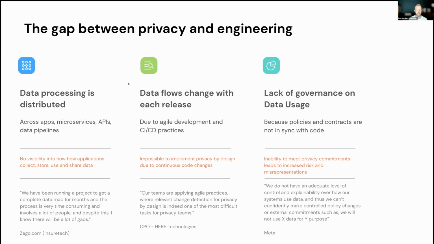And then there's a lack of governance on data usage. I'm sure lots of us have seen this happening where you're maybe accidentally putting PII in a Google Sheet, or you're doing some integration with your CRM that has PII data, and it's sending that to some other third party. So there are challenges there on visibility into how the applications are collecting, storing, and sharing the data. It's really difficult to implement privacy by design because the code is changing all the time. And then you're going to have an inability to meet those privacy commitments, leading to increased risks and misrepresentations of what your posture is from a privacy perspective.